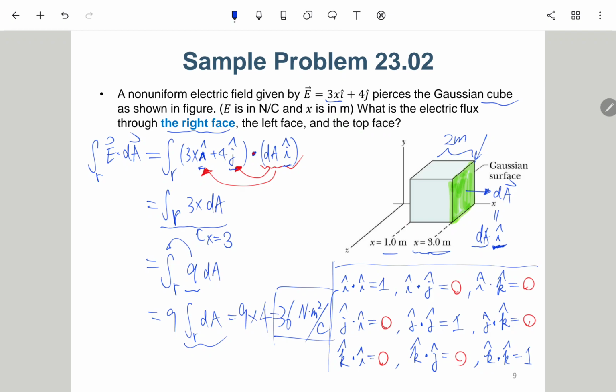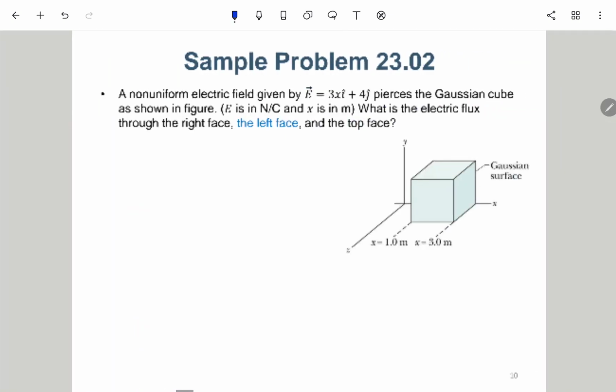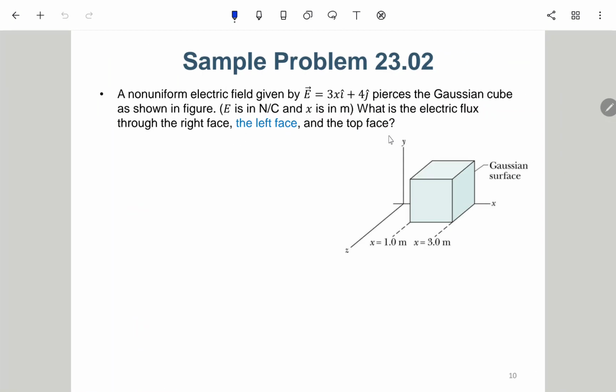Yes, no problem. So let's go through the second and the third one. Here we would like to calculate the electric flux for the left face, which means it is for this one. In this case, dA on the left side is dA times negative i hat, or we can write it as negative dA i hat.